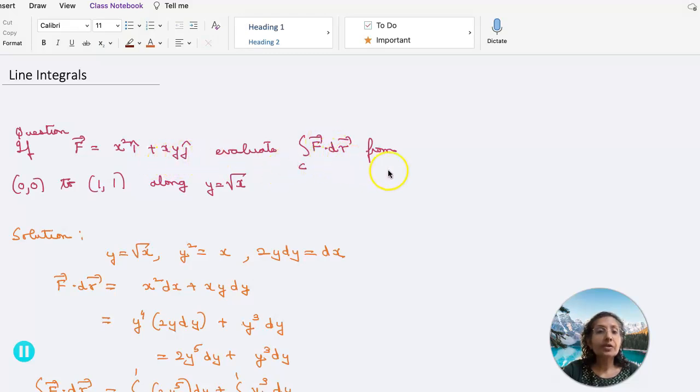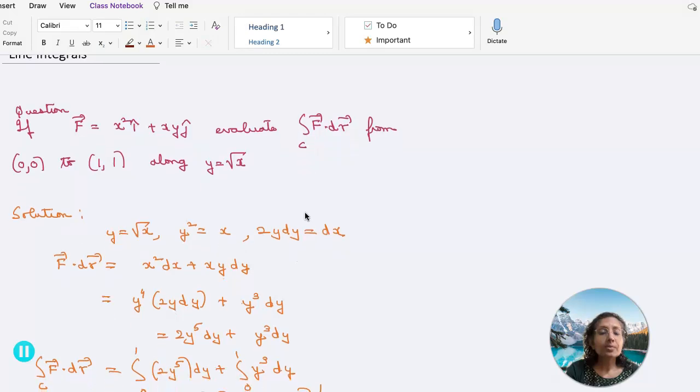So coming to the first question, if F equals x squared i plus xy j, evaluate the integral over C of F dot dr from (0,0) to (1,1) along y equals root x. So y equals root x means y squared equals x. Differentiating, you get 2y dy equals dx. So F dot dr will be x squared dx plus xy dy. And what is dx? Instead of dx, you can put 2y dy. And x will be y squared.